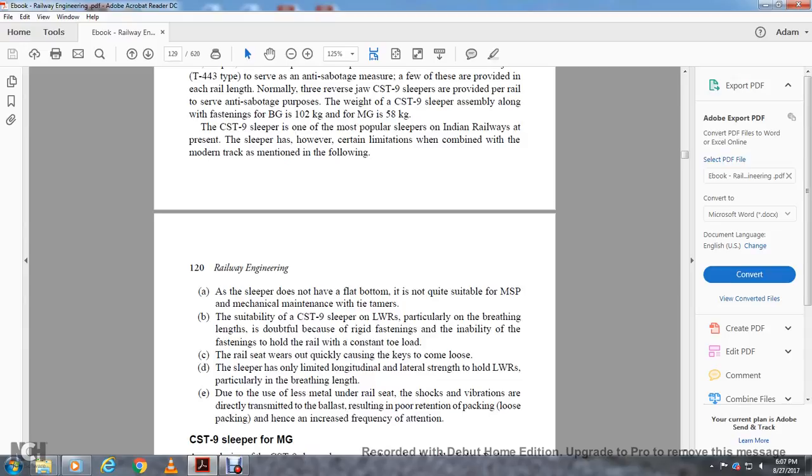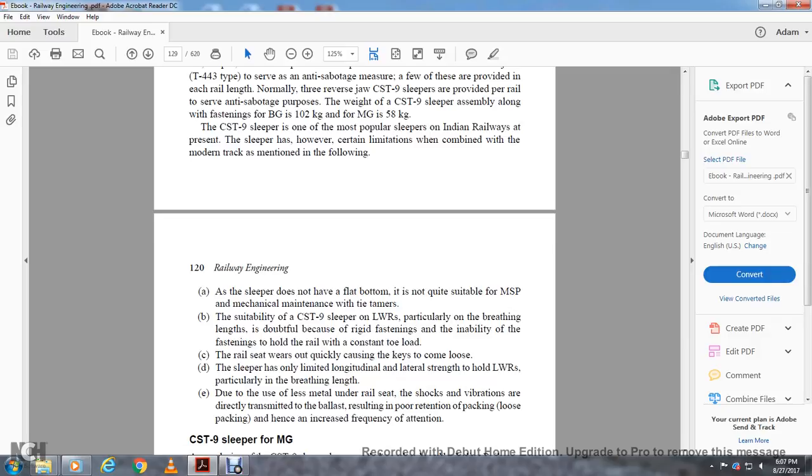The sleeper does not have a flat bottom and is not quite suitable for maintenance with mechanical means at high temperature; it is suitable with the CTS sleeper with low-height welded rail. Particularly with the breathing length, it is doubtful that the rigid fastening and the ability to hold the rails can be recovered with a constant toe load.